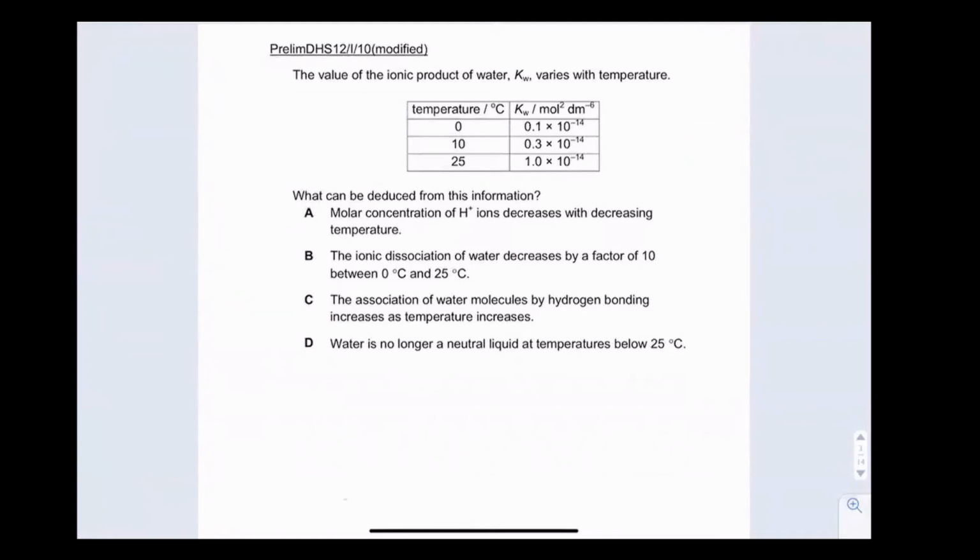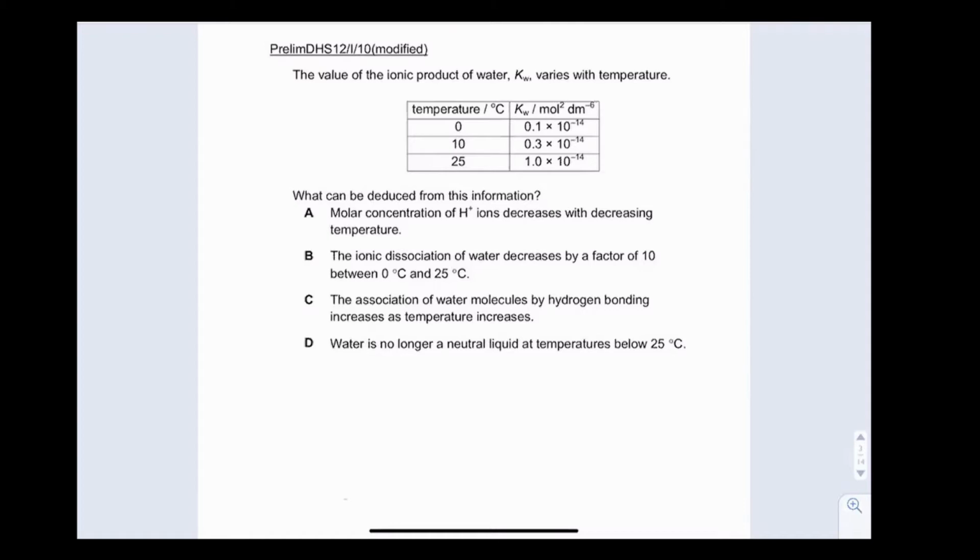Hi everyone. Today we'll be going into the second question in Ionic Equilibrium. So this is a rather common type of question and it has on the concept of ionic product of water, Kw, as well as Le Chatelier's principle in chemical equilibrium. So let's go into the question.